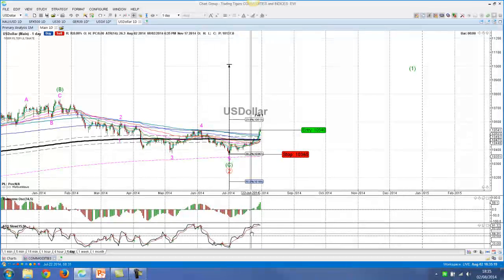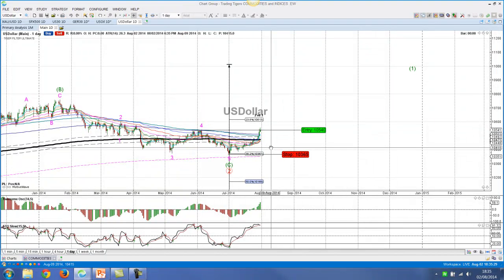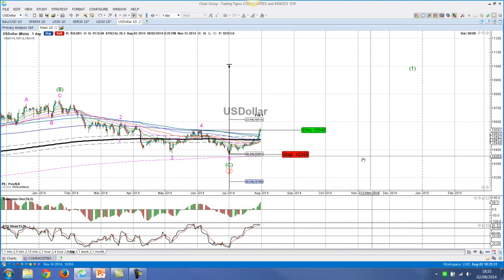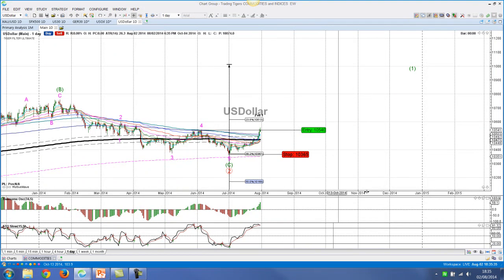So as you can see, the SSD, we've got that crossover just about to occur in the overbought area, so we could probably see some movement downwards. But anyhow, we're in that trade and we're looking for a long move up.